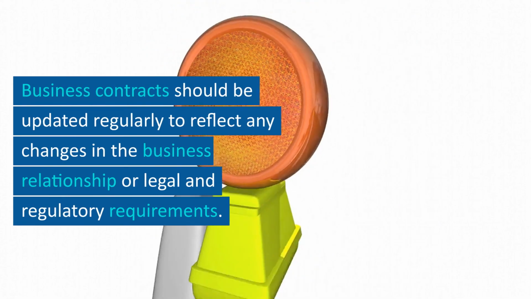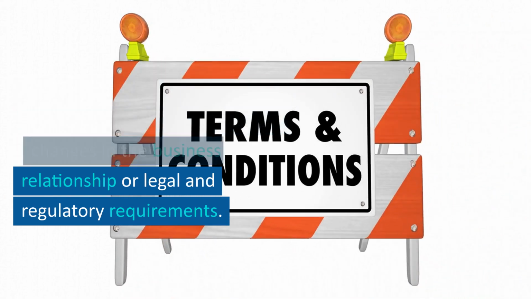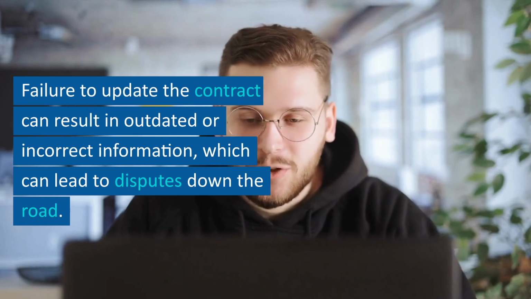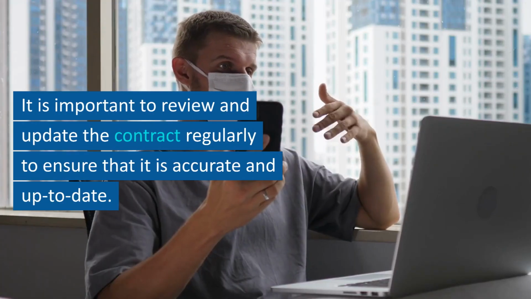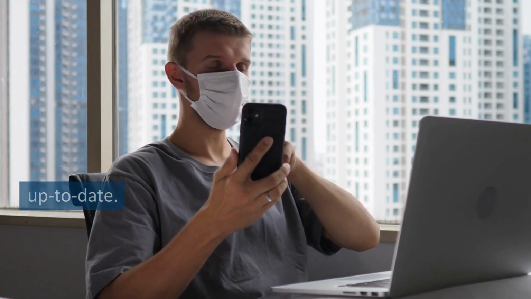B. Failing to update the contract regularly. Business contracts should be updated regularly to reflect any changes in the business relationship or legal and regulatory requirements. Failure to update the contract can result in outdated or incorrect information, which can lead to disputes down the road. It is important to review and update the contract regularly to ensure that it is accurate and up to date.